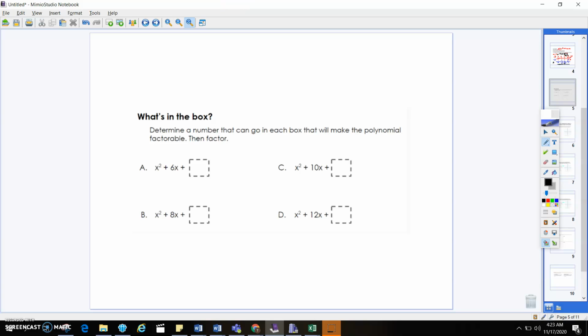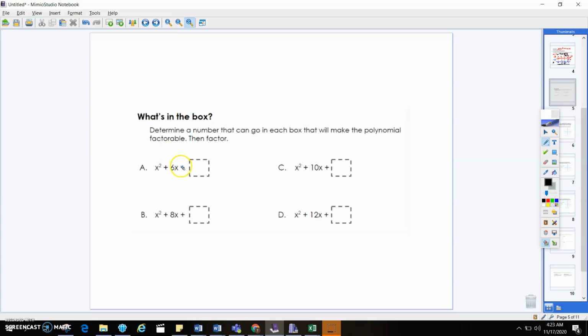Algebra 2. So today we're going to talk a little bit about completing the square. This is what's in the box. Determine a number that can go in the box that'll help the polynomial factor. We'll make the polynomial factorable, then factor. All right, so I'm going to do the first one, and then I'm going to give you a moment to try the next one.